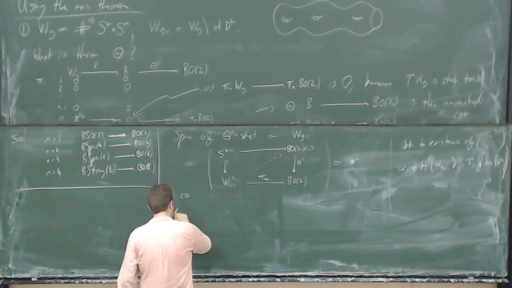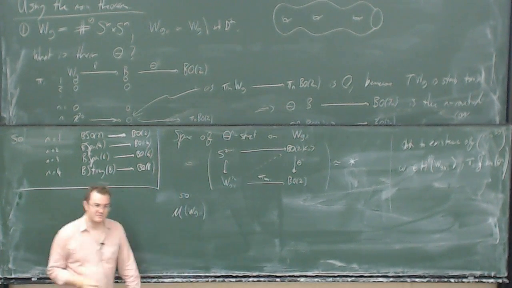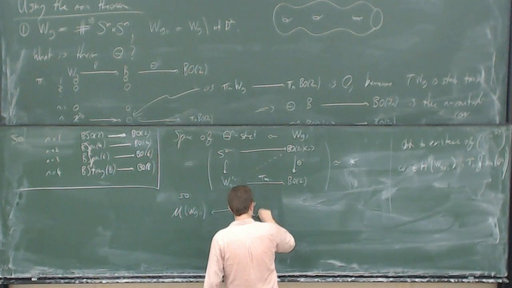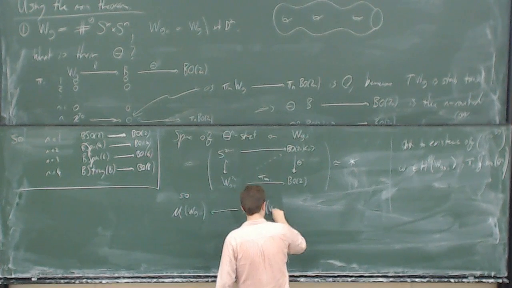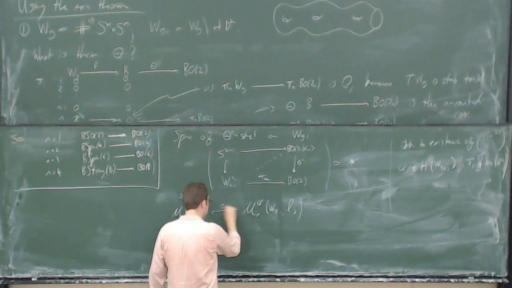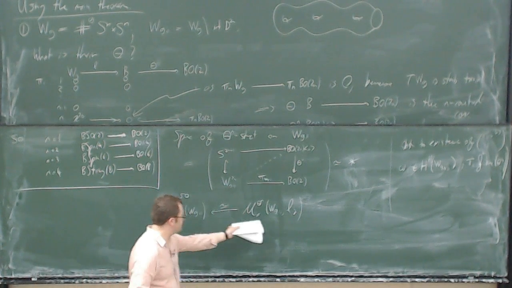So, we have the following. I've got my undecorated moduli space of manifolds of this type. There's a forgetful map from the decorated version, and it's an equivalence, because the space of structures is contractible. And then the main theorem applies to this space here.